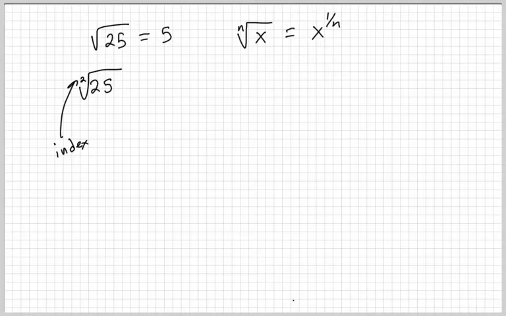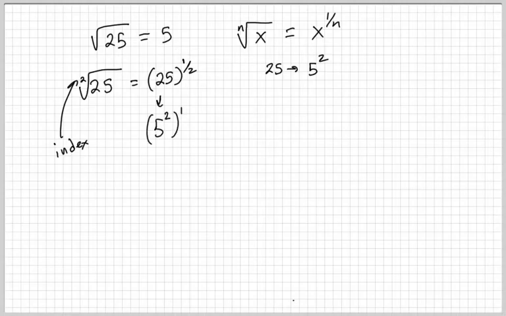And so what we can do now is get rid of this radical and rewrite it this way: 25 to the 1/2 power. And then we can do a little algebra trick. We know that 25 can be changed into 5 squared. And so 25 now is 5 squared to the 1/2 power.